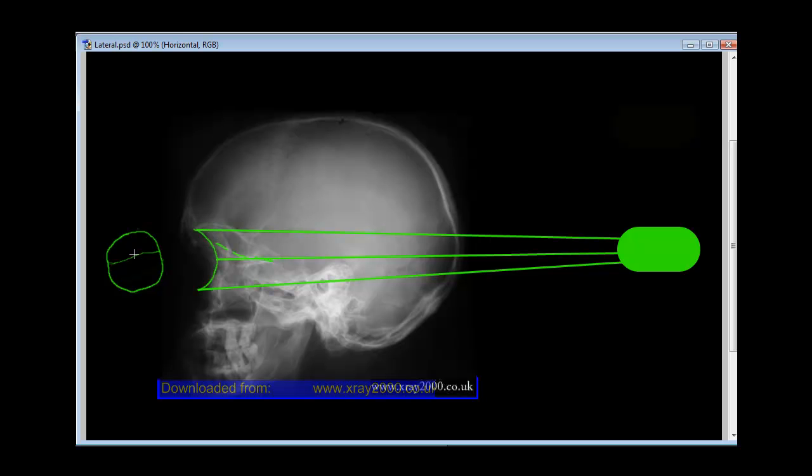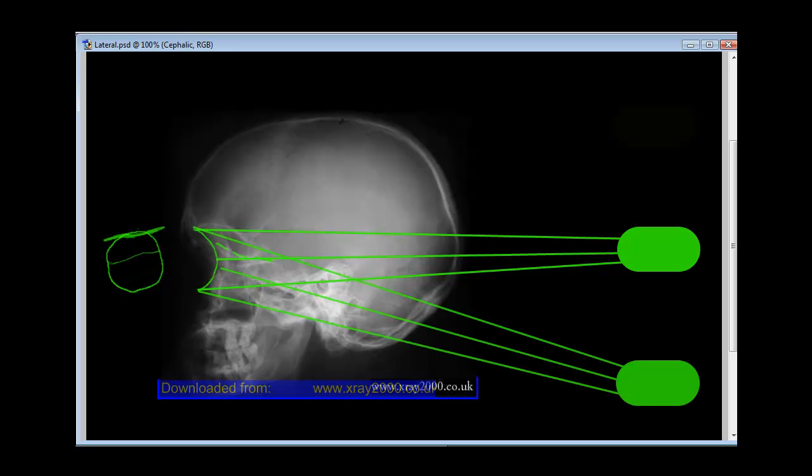Remember, whatever anatomy is closer to the tube, we're looking at two here, the orbital margins and the petrous ridge. The petrous ridge is going to be closer to the X-ray tube. So if I angle the tube up, or cephalic, the petrous ridge, which is closer to the tube, will move up. So let's just take a look at that one too, just to kind of show you the difference.